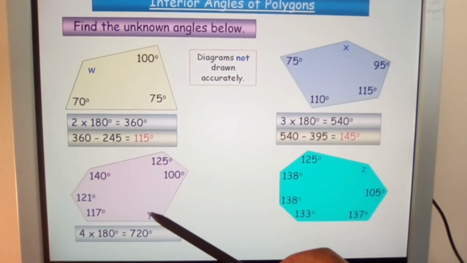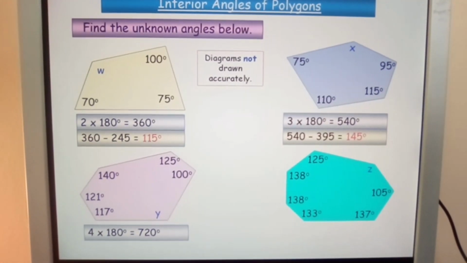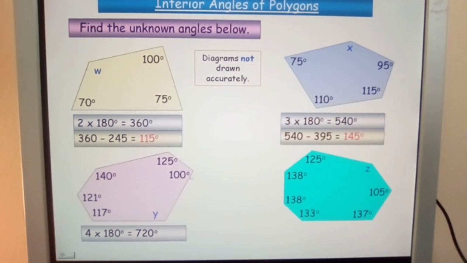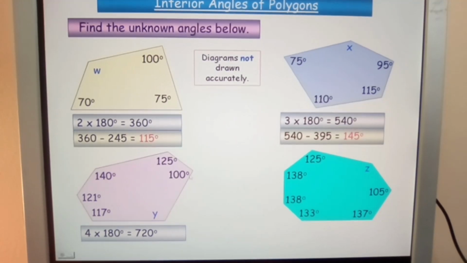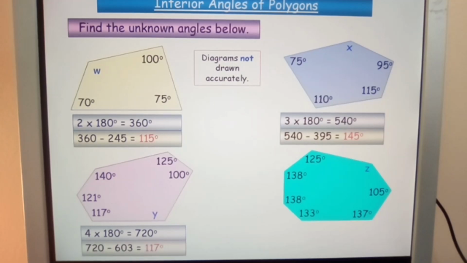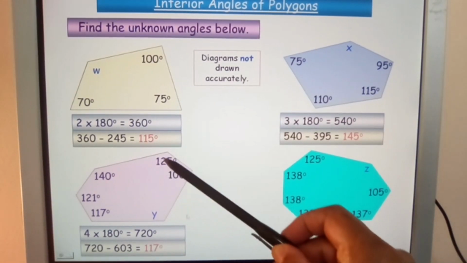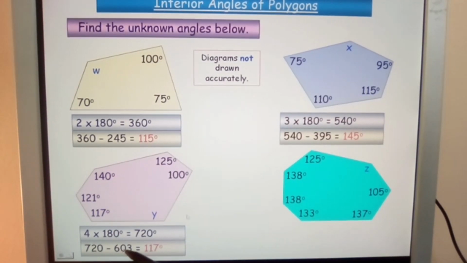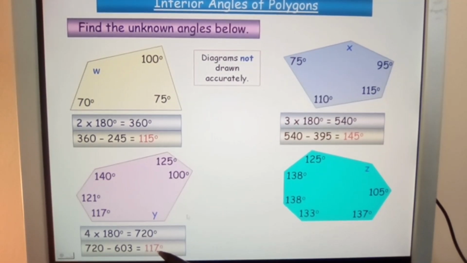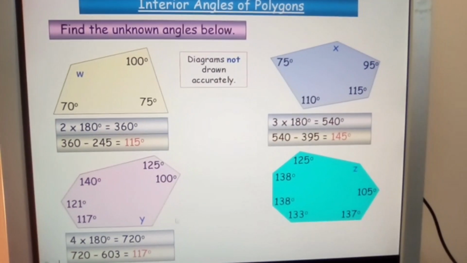Here we have Y, and we need to find Y. We know that this will give us 4 triangles, which equals 720 degrees. We add up all of these here. It gives us 603. 720 minus 603 equals 117 degrees. So we know that Y is 117 degrees.